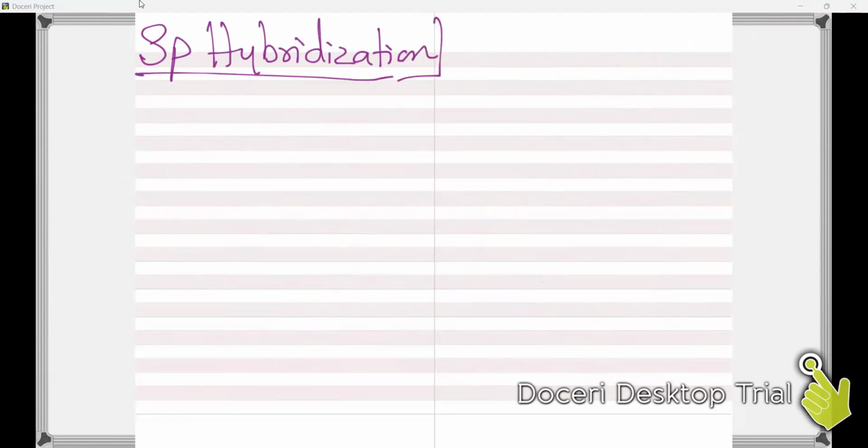And next scenario के अंदर क्या है? Next scenario में when we talk about sp hybridization, how many orbitals are combining? Please be active and do it yourself. What happens in sp hybridization? One s and one p. Come on, do it.